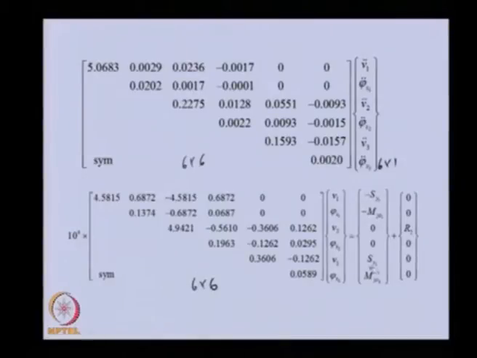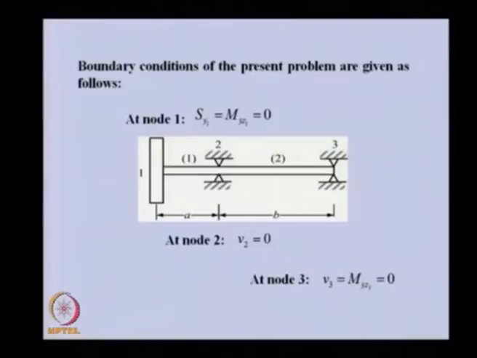You can see the intermediate reaction force and moment will cancel each other, but this bearing reaction will remain there. Now this is ready for application of the other boundary conditions, that is at node 1 and 3. So let us see what the boundary conditions at node 1 are. This is the shaft, node 1 is this one. Here we know that shear force and bending moment are 0. So this is at node 1.